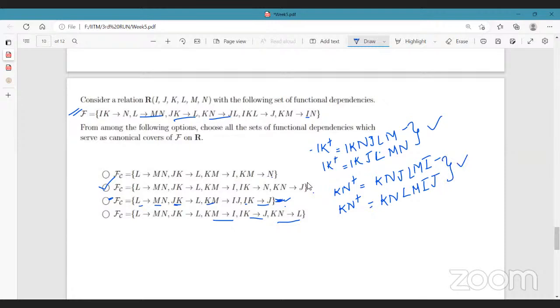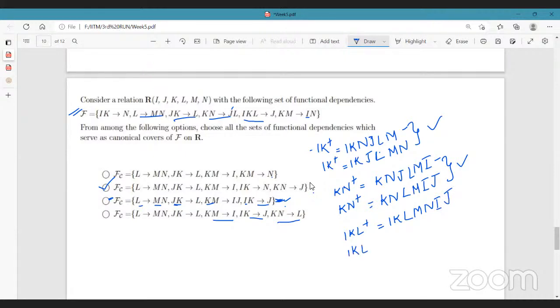J is extraneous here. Exactly. Do we not need to check IKL? Yes, we need to check. Okay. So IKL will give IKL, and then L will give MN, and KM will give I, and then KN will give JL. Okay. So I have written this for the parent table.